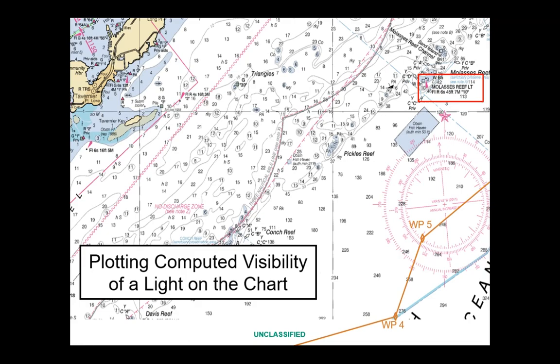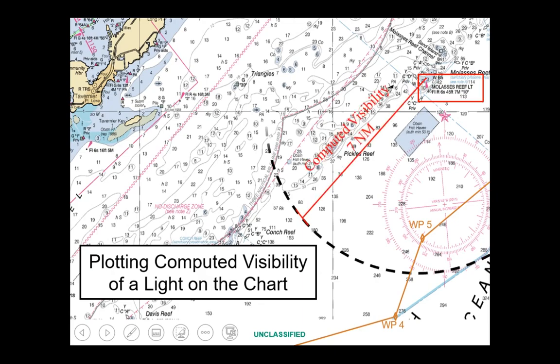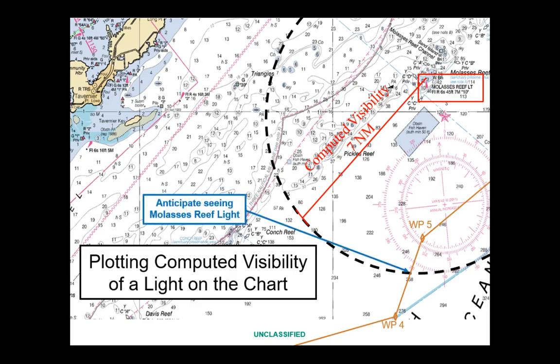With the computed visibility determined to be 7 nautical miles, we will measure the distance using dividers and create a circle centered around the light with a radius equal to the computed visibility. Where the circle intersects the track is where you should anticipate seeing Molasses Reef Light. Remember, this is an estimate. There is room for error.